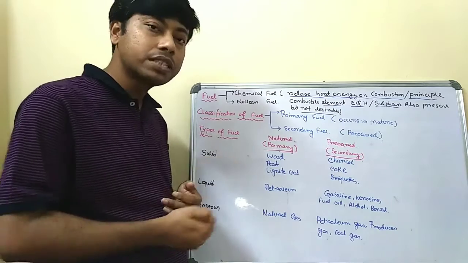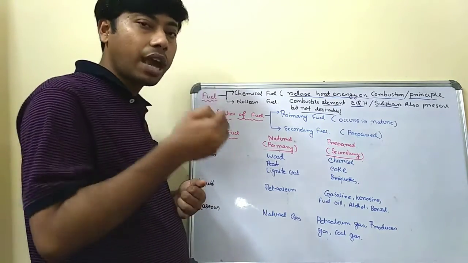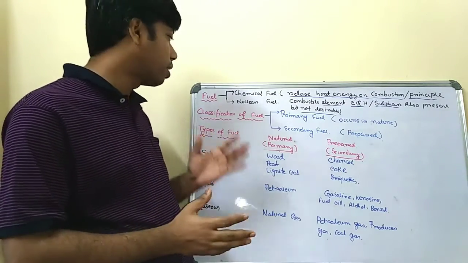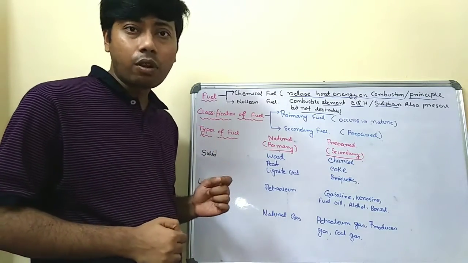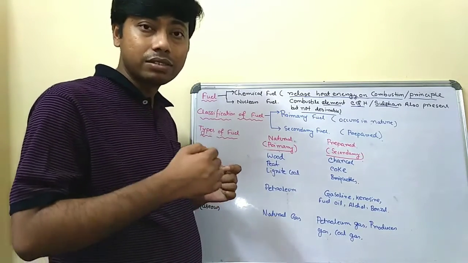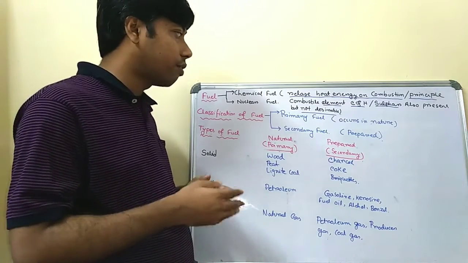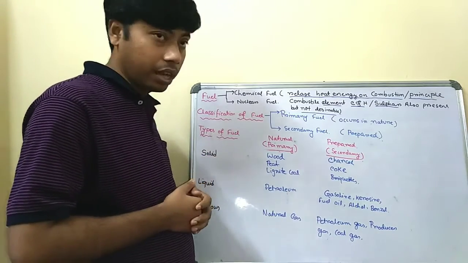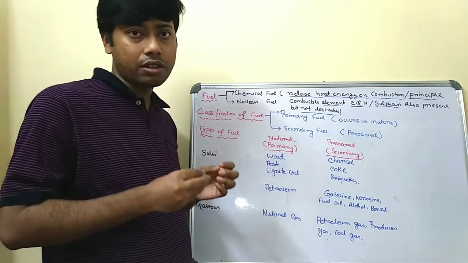The main principal combustible elements are carbon and hydrogen. These are the main hydrocarbon elements present in chemical fuel. Sulfur is also present in chemical fuel, but it is not a desirable combustible element. In the syllabus, we just study chemical fuel.